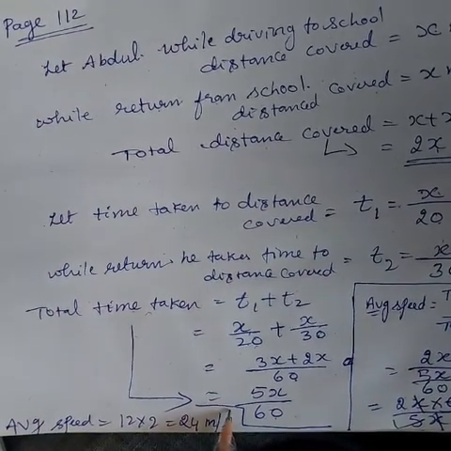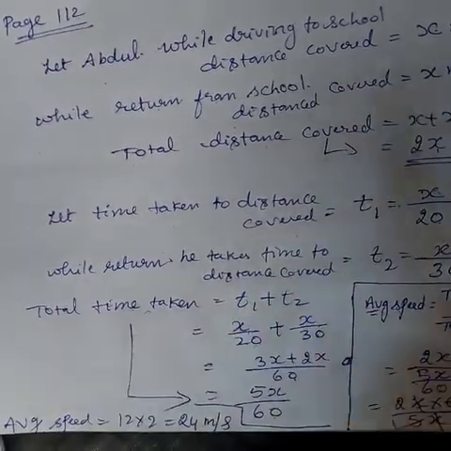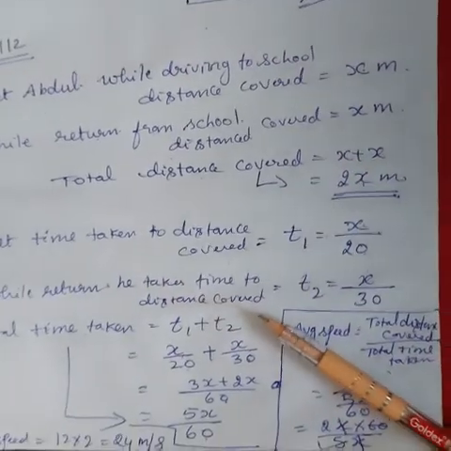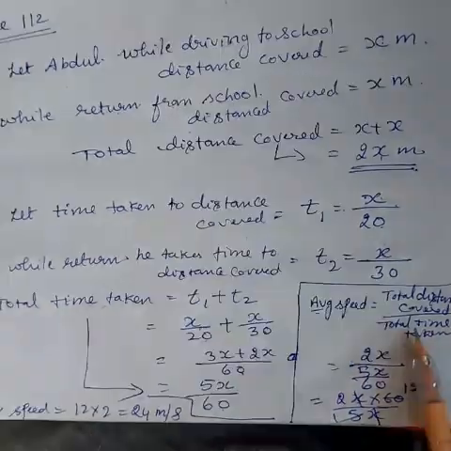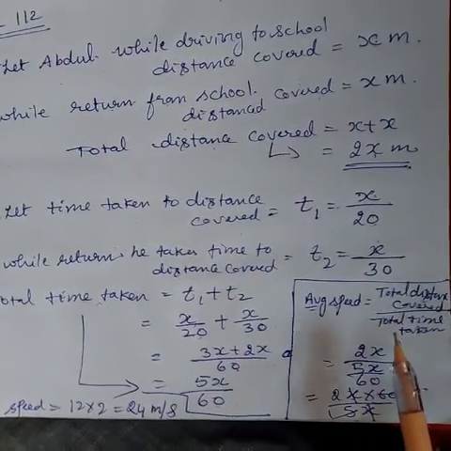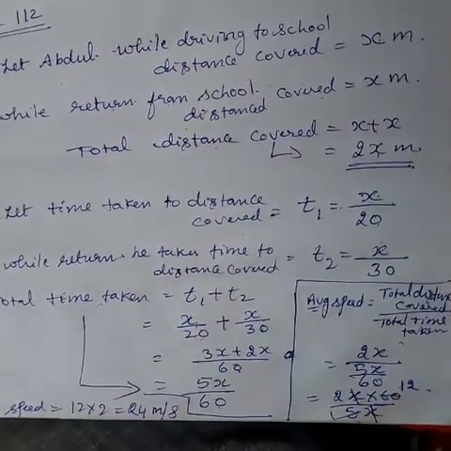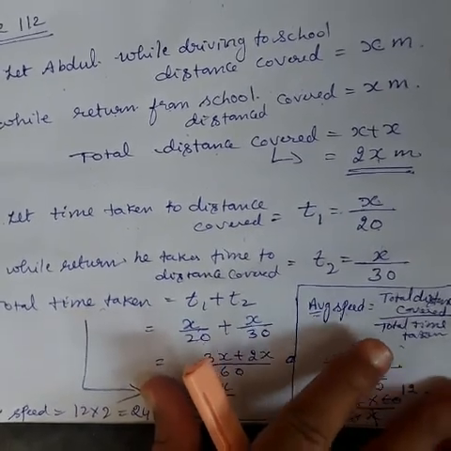Okay. Got it? You first find the total distance, find the total time taken, and then you find the average speed. Next we go to the next problem in the exercise.